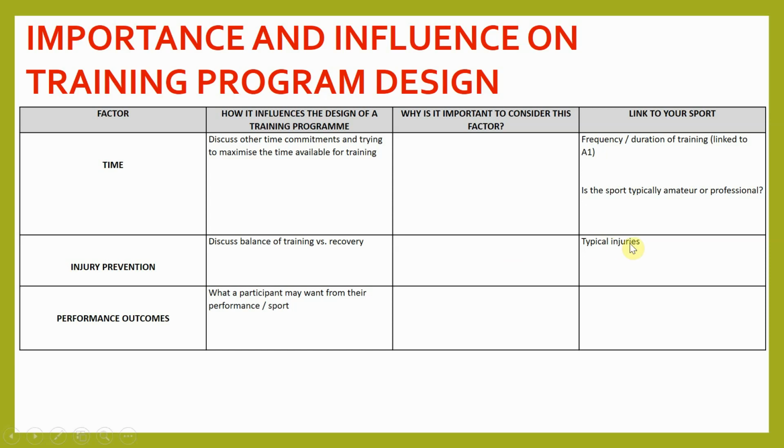And then again, here you go, typical injuries. Again, research the typical injuries. So footballers will have a lot of ligament damage around the knees. You want to make sure that the legs are strong, which is the reason why a lot of footballers' legs are quite strong, especially the quadriceps and also the hamstrings and glutes.